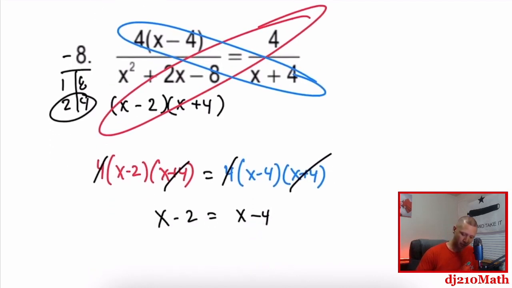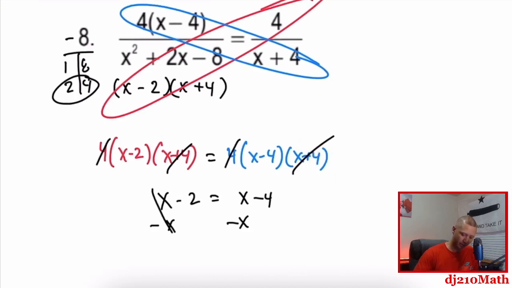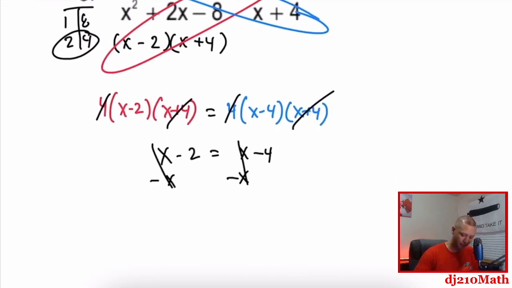So this would mean minus x, which is going to cancel. So that's already no good. So we're left with negative 2 equals negative 4. What? All right. No solution. That's no solution.